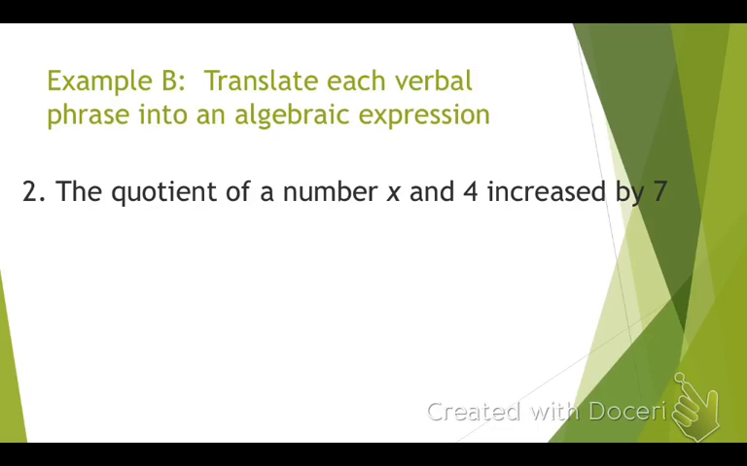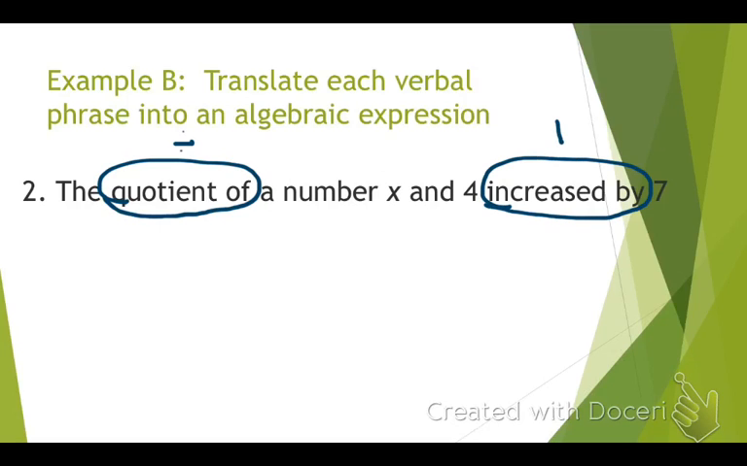In the second one, let's identify our key phrases. I see quotient of. Quotient means divide. And then I see increased by, which is an addition phrase. Okay, so the quotient of a number, x and 4. So quotient means divide. I would have x divided by 4, and then that is being increased by 7.